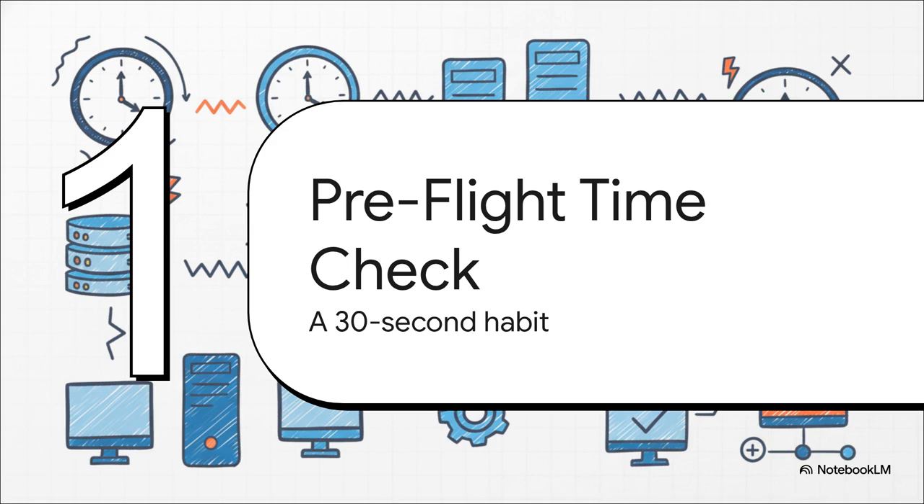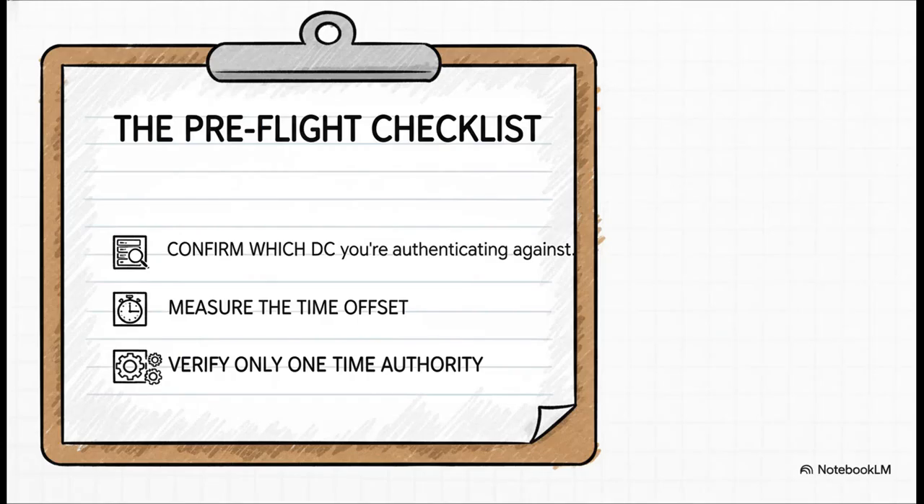Okay, finally, to keep your lab environment sane and stable, let's build a really simple habit. Think of it as a 30-second pre-flight check that can literally save you hours of frustration. Before you start any Kerberos heavy work, just do this. First, know exactly which domain controller you're talking to. Second, measure the time difference in seconds. Don't just guess. And third, just double-check that you only have one time authority running and that your hypervisor sync is definitely off. Make this a reflex, and clock skew will become a solved problem.